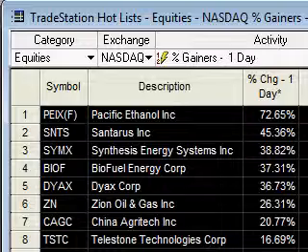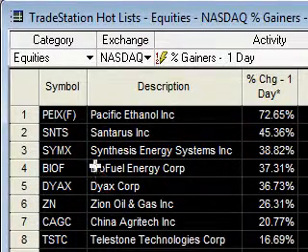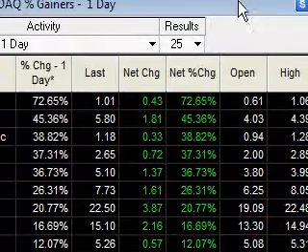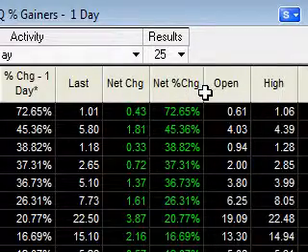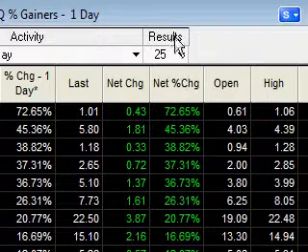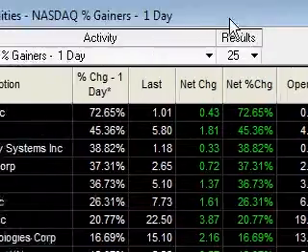Now let's take a look a little bit more at what this does. You can see the symbol. Here I have the description, so you actually get the name of the company. A lot of times we really don't care, but if you want to know what company you're trading, this list will show you. Now, percentage gainers: here's the last price, the net change for the day, and the net change percent. Of course, that is the net change versus the prior day's close, and that gives you your net change in percent. So let's talk about first how to use this list.